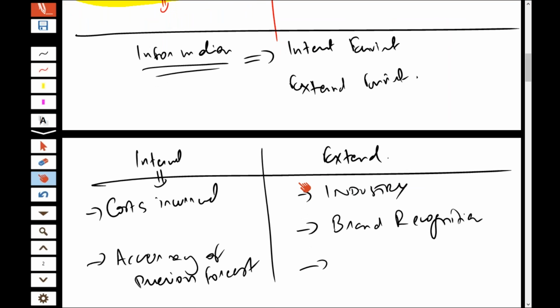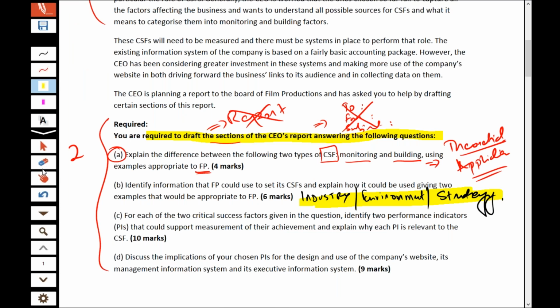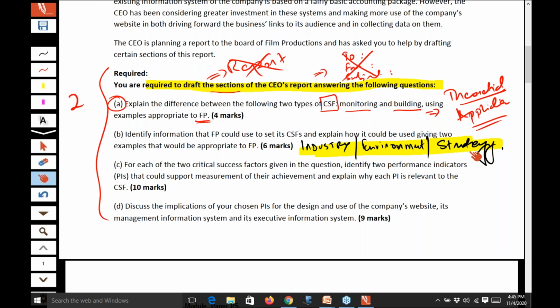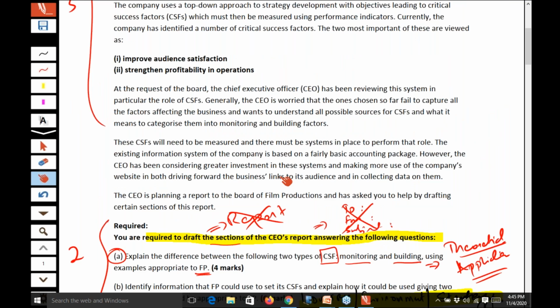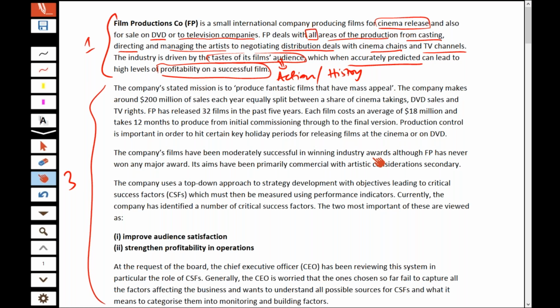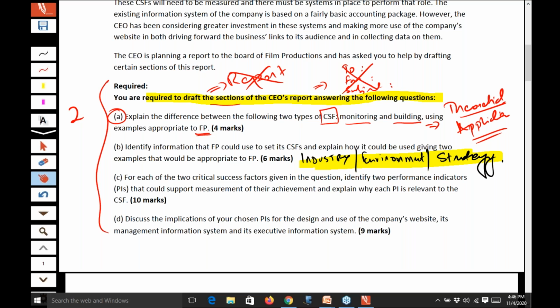So what are the key sources of these critical success factors? I told you that generally it's the industry, it's the environment, it's the strategy in which you as an entity are operating. You have a strategy over here, which deals with the film production. It says the industry is driven by the taste of its film audience, which when accurately predicted can lead to high levels of profitability of successful films. You need to keep these three in mind, and on the basis of them, you can design what your critical success factors are going to be.